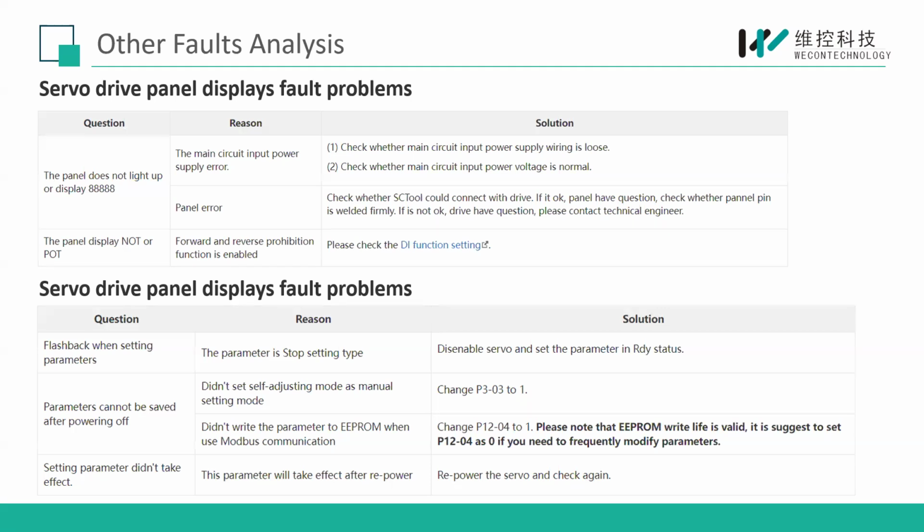For the first one, if the panel can't light up, you need to check the power input of our driver. For B type, you need to connect L1C and L2C, these two control power for our panel, and the L1, L2, L3 is for power to drive the motor. L1C and L2C, these two terminals are used to power our panel.